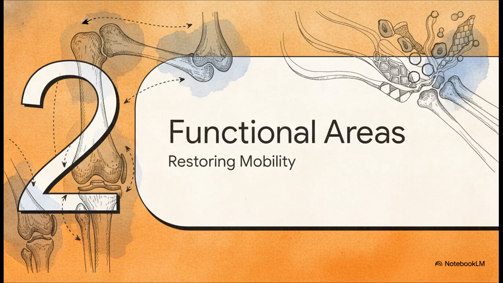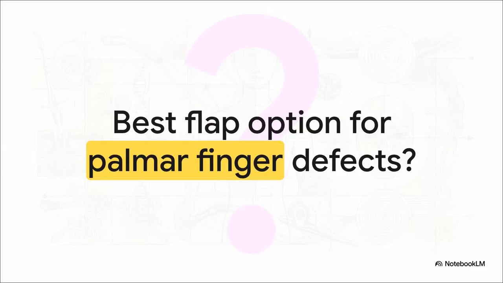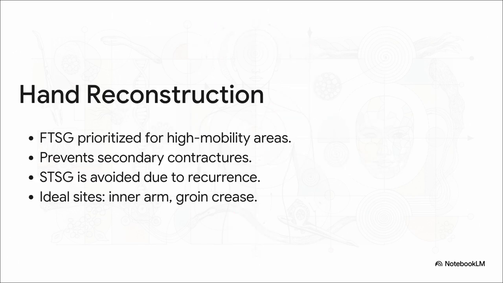Section 2. Functional area reconstruction, restoring mobility. Let's test this in a highly mobile area. Which of the following is a suitable option to cover a defect on the palmar fingers right after a contracture release? You definitely want to go with full-thickness skin grafts here.